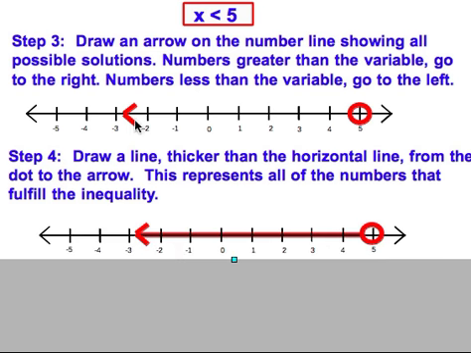And this does not have to be at -2.5. It just means that x is anything that's smaller than 5. So the line represents all of these numbers, and it can continue on forever to infinity, as long as the variable is less than 5.